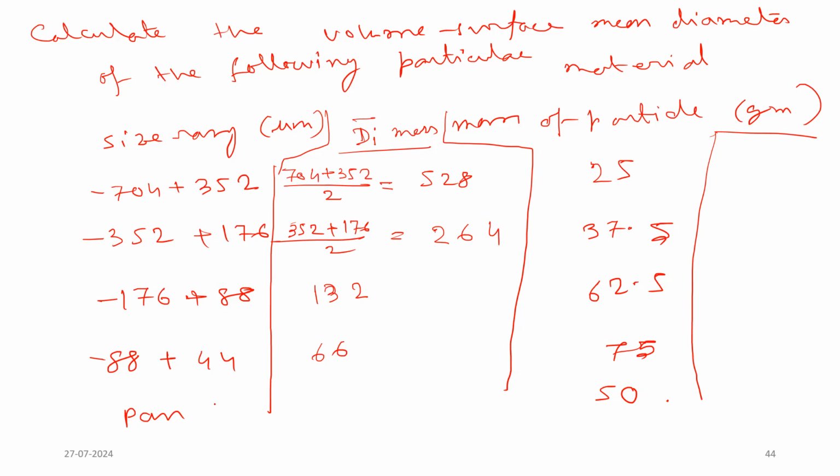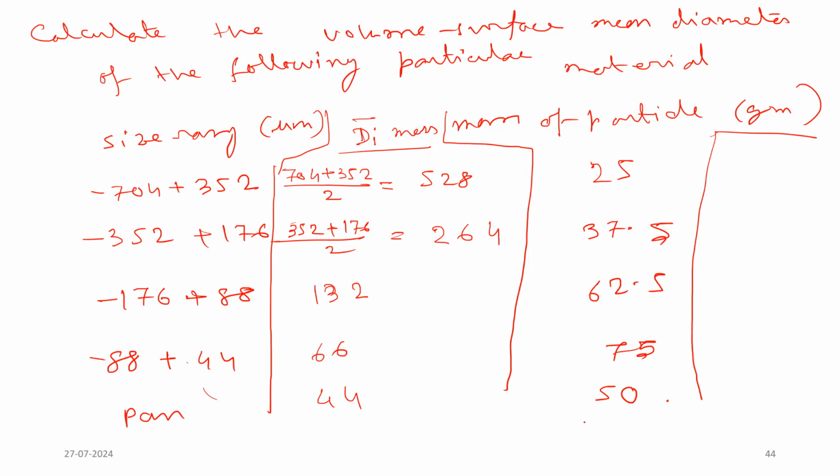And in the pan, only the particles which have diameter less than 44 will be stored, right? There is no other mesh beyond the pan. Pan is the last one. So this 44 will be the last one in the case of the pan. Now all the diameters we got.